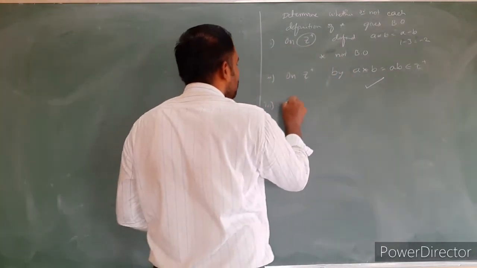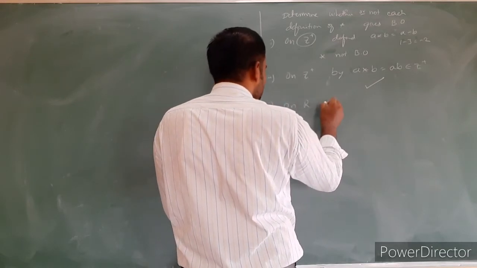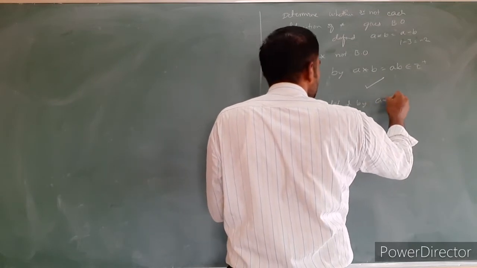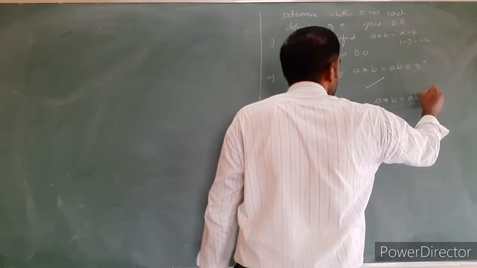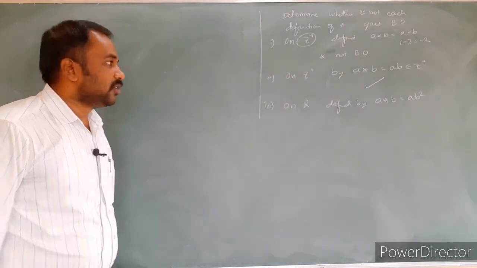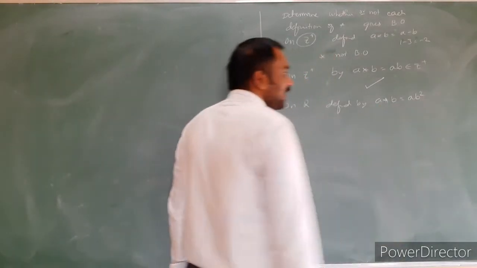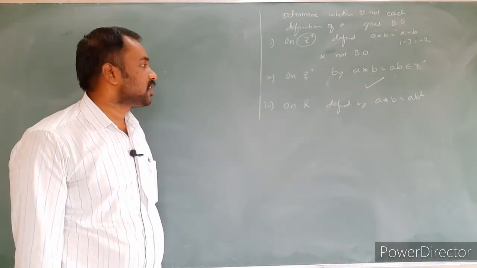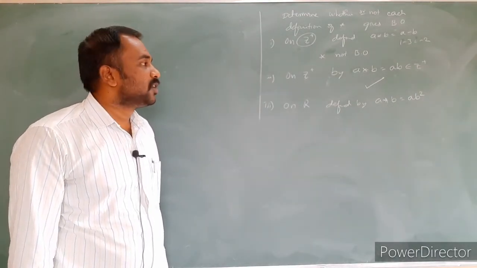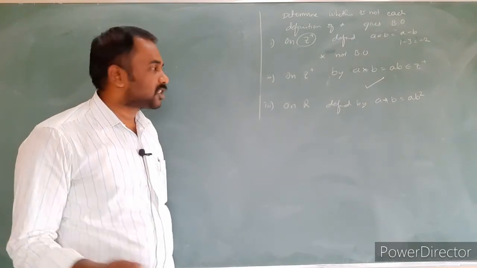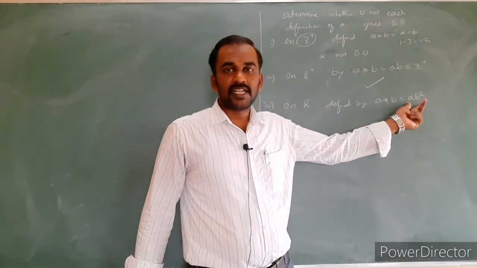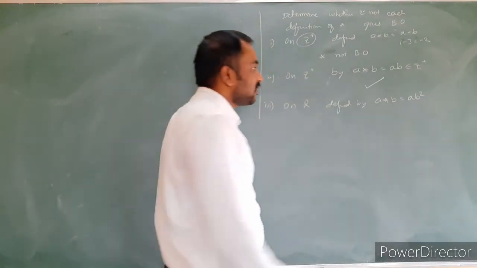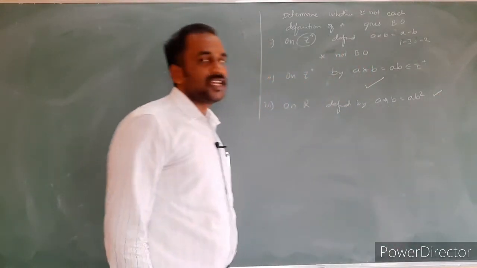Third example. On the set of real numbers defined by A star B is equal to A B square. How are A and B related? In such a way that A into B square. Whether it is a binary operation or not. On the set of real numbers, the square of any real number is a real number, and the product of real numbers is again a real number. Yes, obviously, it is a binary operation.